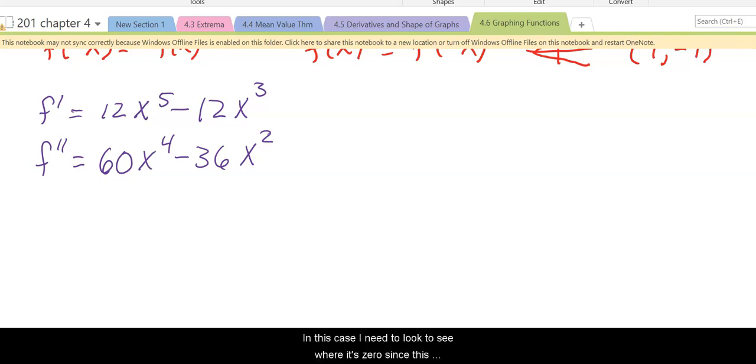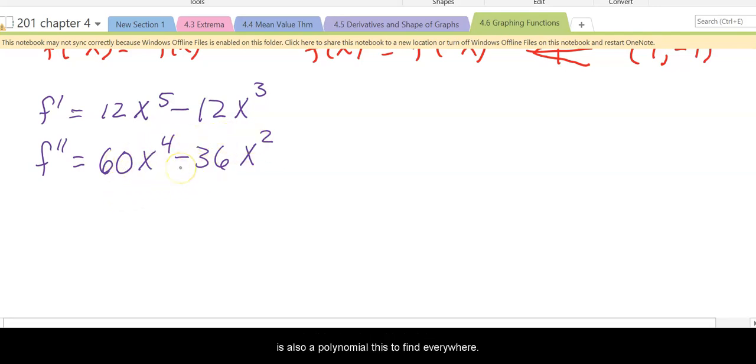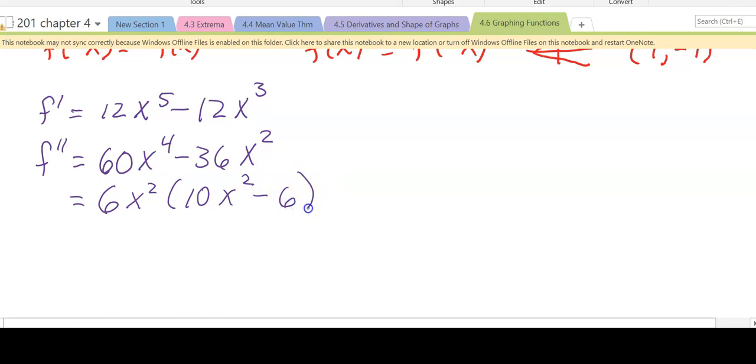To know where it changes sign, it helps to know where it's 0 or where it's undefined. In this case, I need to look to see where it's 0, since this is also a polynomial and is defined everywhere. That means I need to factor it by taking out any greatest common factor. I know that 36 will not come out of 60, but I know that both 60 and 36 are divisible by 6. I'll start with 6 and see if that's big enough. I know I can take out at least x squared as well. That will leave behind 10x squared minus 6.